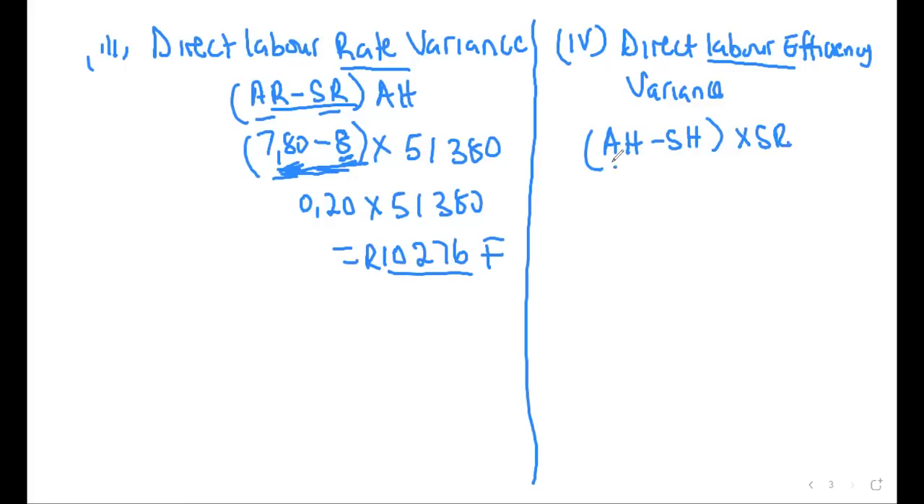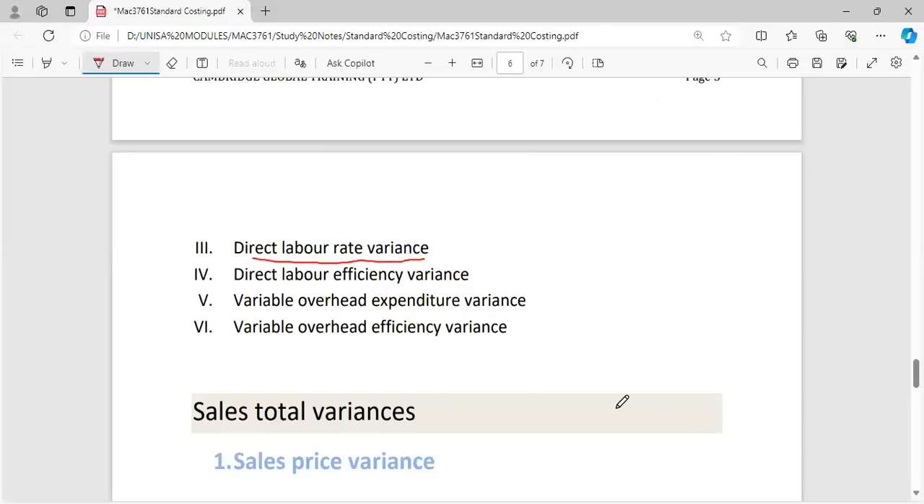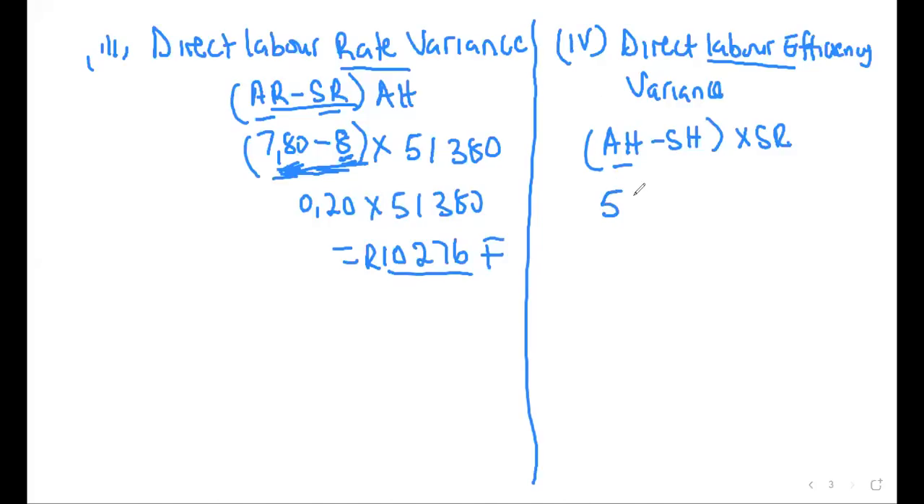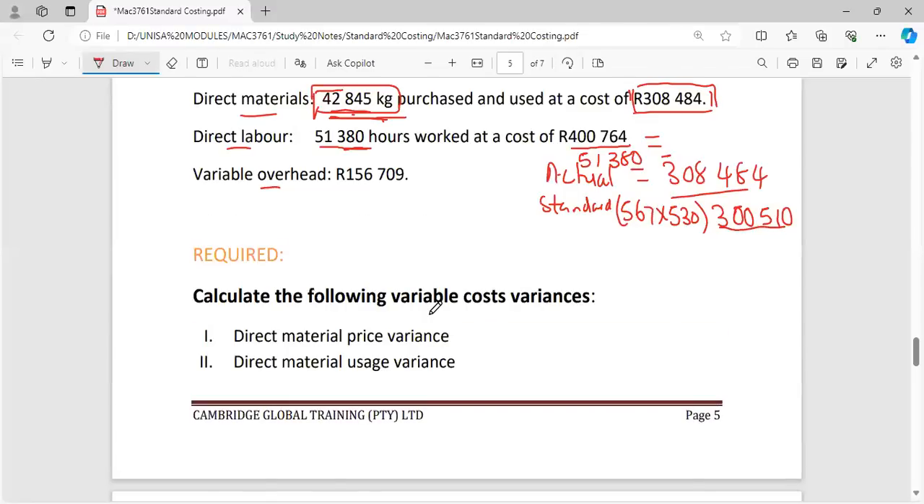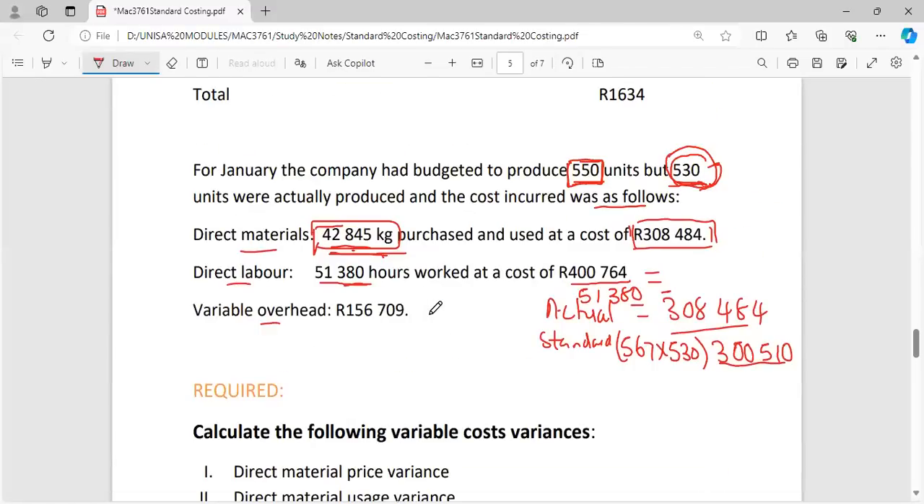So you now go to your question and look for the actual hours. What were the actual hours in the question? 51,380. So we have our actual hours as 51,380 minus standard hours. What is going to be our standard hours in the question? Standard hours.